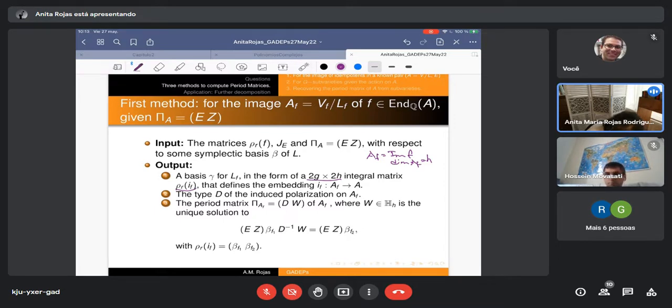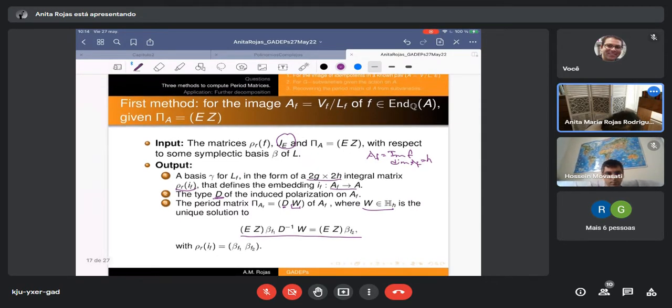representation of the inclusion, of the embedding of the subvariety defined by the idempotent. With that, you can restrict the polarization of the ambient variety and find the type of the induced polarization in the subvariety. So you have one part, and then how you find the Riemann matrix of the subvariety, which is a matrix living in the Siegel upper half space of dimension H. And that is, the theorem says that it is the unique solution to that equation.